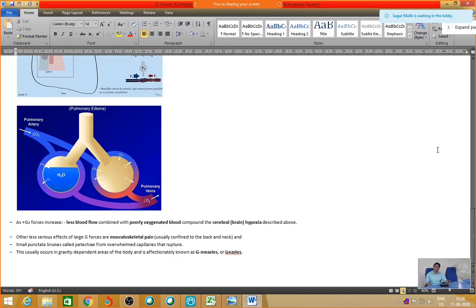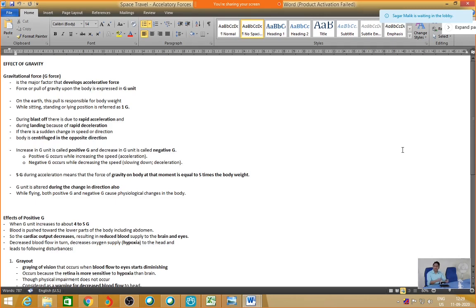Now I'll go to the clinical part. I'll talk about blackouts and grayouts. I'll have another slide. So let us categorize the different effects of gravity on the body. This is the topic which will be asked in the examination. The previous topic was an introductory topic. This is the topic you are supposed to know with respect to clinics.